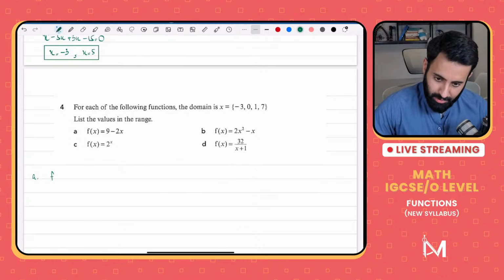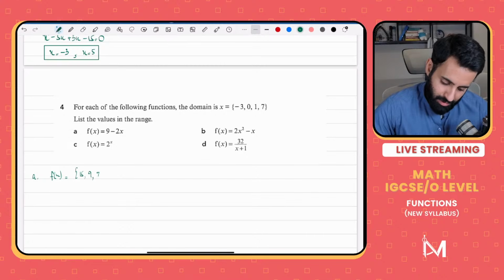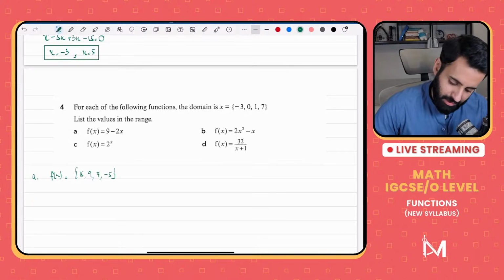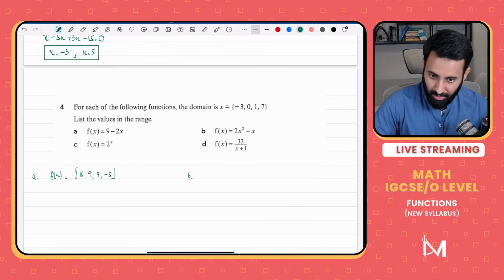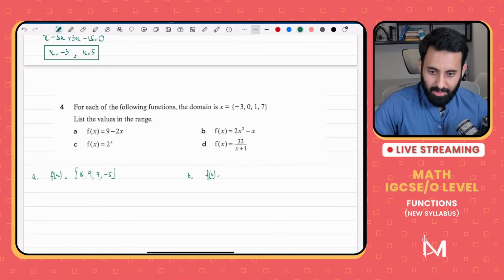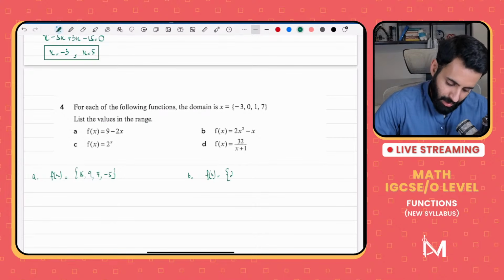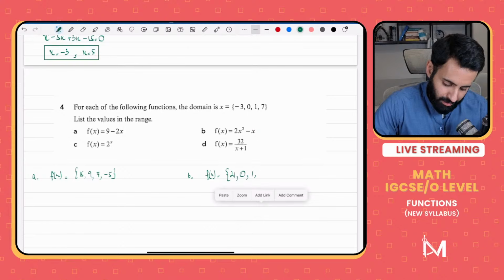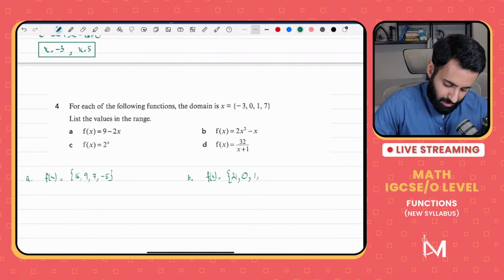Now f of x equals, if you plug in these values, you will find out the range. So the range would be 15, 9, 7, 2 times 7 is 14, 9 minus 14 is minus 5. These are the kind of questions that you can expect in domain and range. Then part B, f of x equals, if you plug in minus 3, that's going to be 21. If you plug in 0, that's going to be 0. If you plug in 1, that's going to be 1. If you plug in 7, that's going to be 49. 49 times 2 is 98. 98 times minus 7, that's 91.